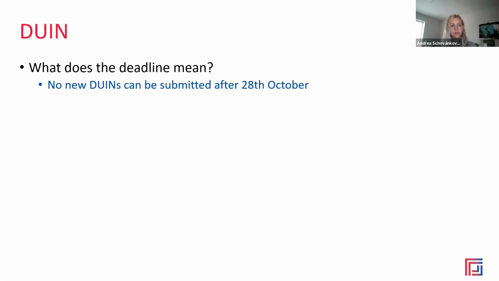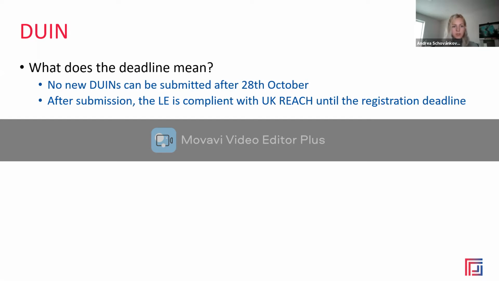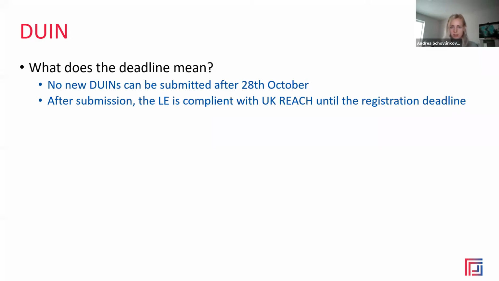So what does the deadline mean? The new notifications cannot be submitted after the 27th of October. So since the 28th of October, you are not able to submit new notifications. After the submission, the legal entity is compliant with UK REACH until the registration deadline.